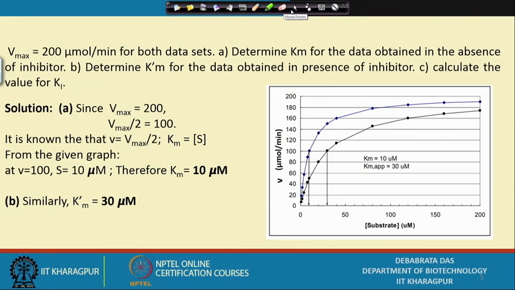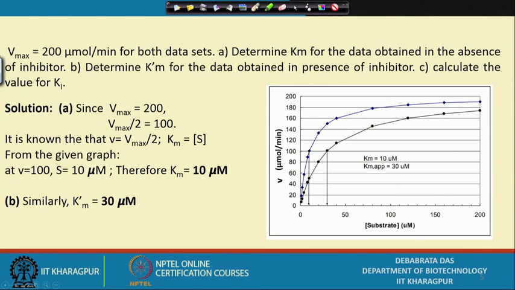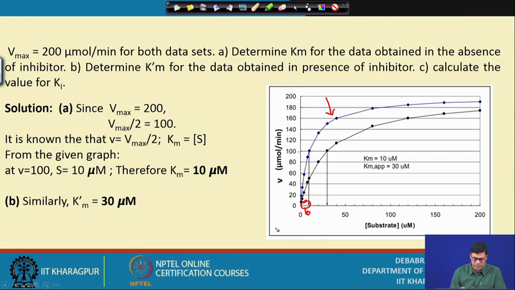This is exactly what we have done here. This is no inhibition, this is no inhibition. Now, this is Vmax, and 200 micromoles per minute is the Vmax value, and so half of this is 100, am I right? So, what is this value? This is equal to 10. So, this is exactly 10 micromoles. What will be the Km value? In this competitive case without inhibition, it is 10 micromolar.